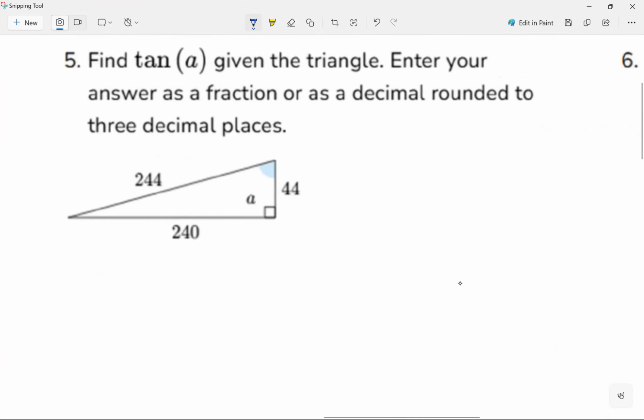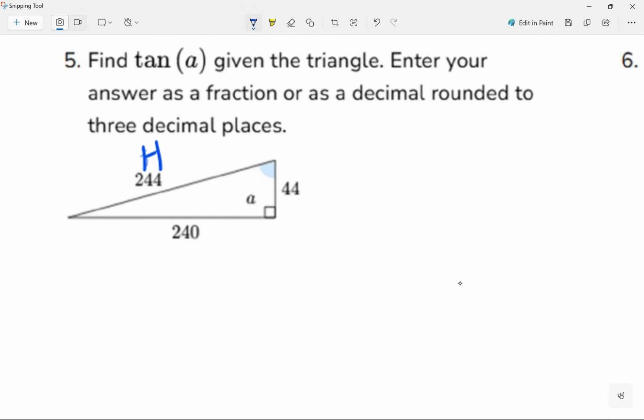Let's take a look at tangent. Find tangent of A given the triangle. Enter your answer as a fraction or as a decimal rounded to 3 decimal places. Okay, the three values: 244 is the biggest. I'm already going to say that's the hypotenuse.